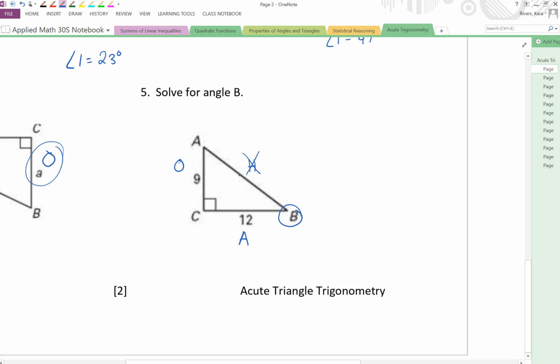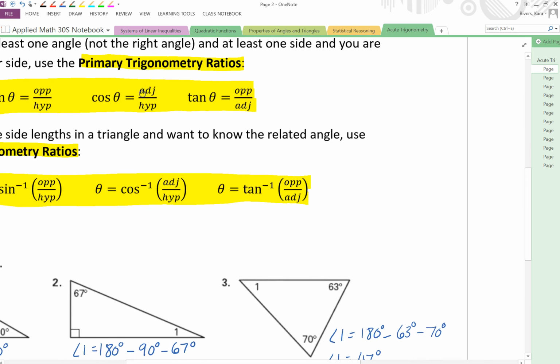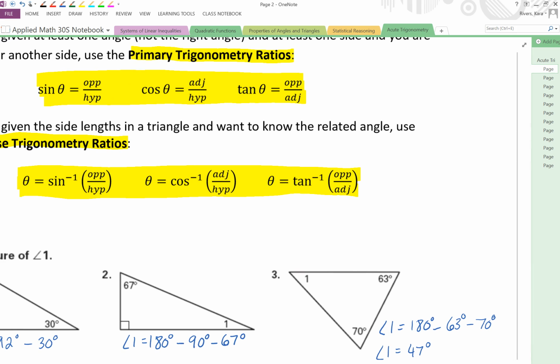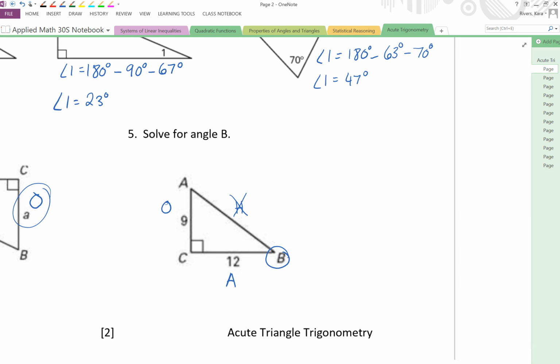Opposite and adjacent. Which inverse trig ratio am I using? For opposite and adjacent, that would be inverse tan. Okay, so let's write out that formula. Theta is equal to tan minus 1 of opposite over adjacent. Fill in what we know. Well, theta is what I'm solving for. Opposite is 9, adjacent is 12.